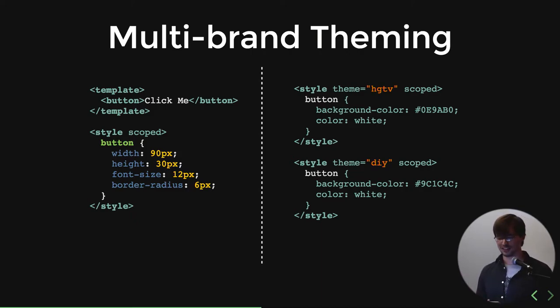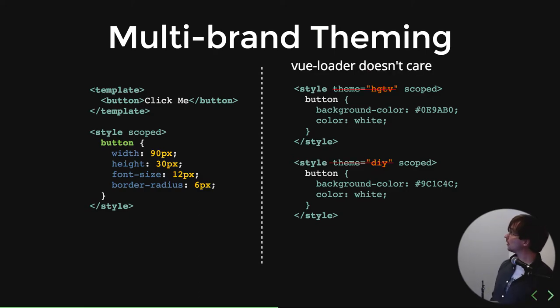But it's blowing my mind. How do I run my build and get the correct CSS files to generate? And how does vue-loader even pull out CSS to begin with? So I just ran this through vue-loader and thought, all right, we'll just see what works. And vue-loader doesn't care. It's like, enjoy your CSS. In this particular case, what comes last has the highest specificity, so you see the DIY styles overriding the HGTV styles. I thought, okay, that's something I can work with at least.